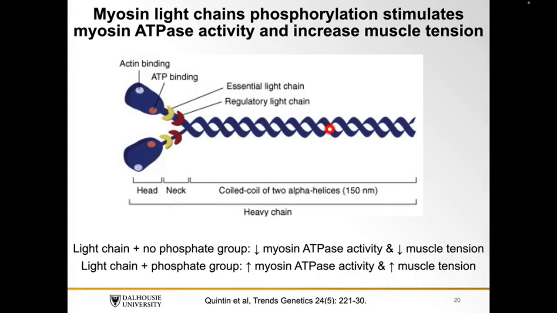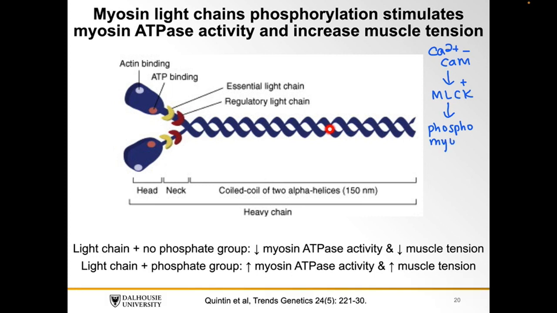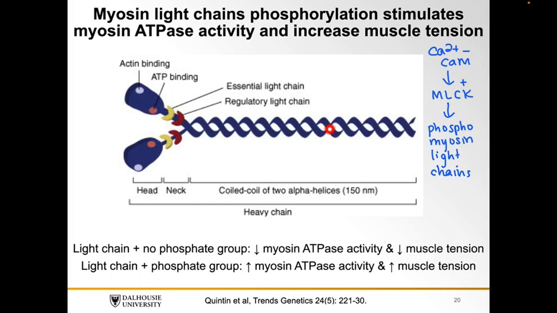The second piece of information that we need to fully understand smooth muscle contraction is what myosin light chains are. What we've said so far is that calcium binds to calmodulin, and this complex activates the myosin light chain kinase. This myosin light chain kinase phosphorylates the myosin light chains. But we haven't really talked about where myosin light chains are and what they do.